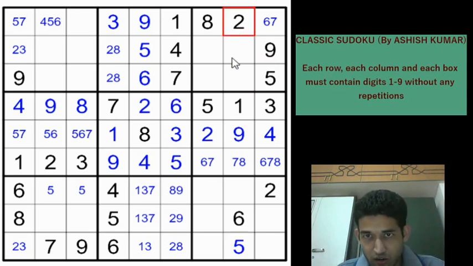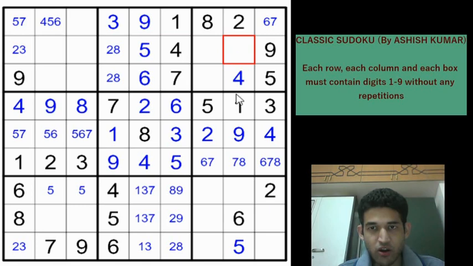Okay, now if you look at column 8, 1, 2, 9, 5 and 6 have been placed. Remaining digits are 3, 4, 7 and 8. But 4 is in row 7, so can't be here. And 4 is also in row 2, so can't be here. So only cell left for the 4 in column 8 is here.